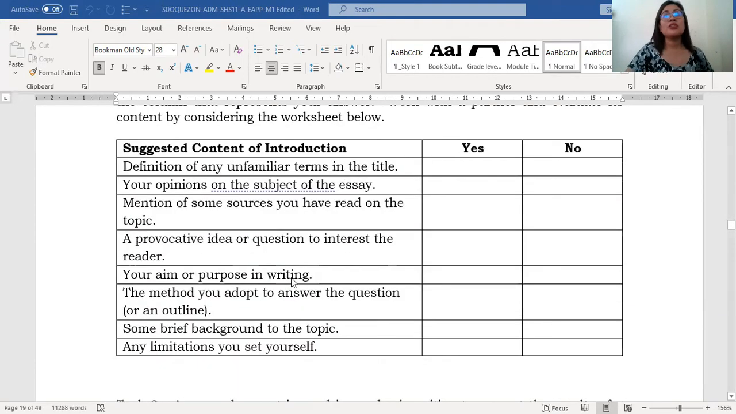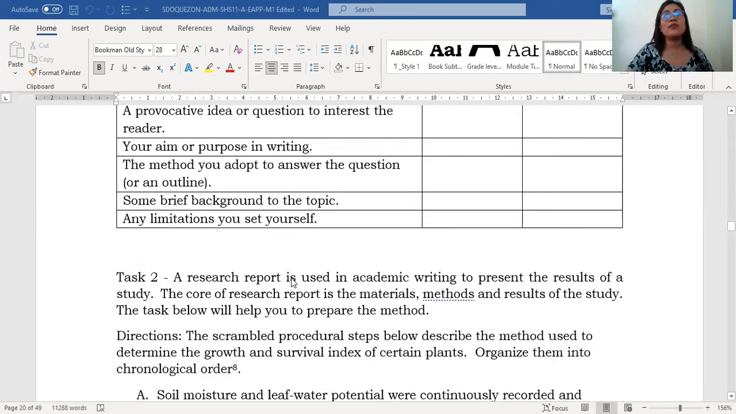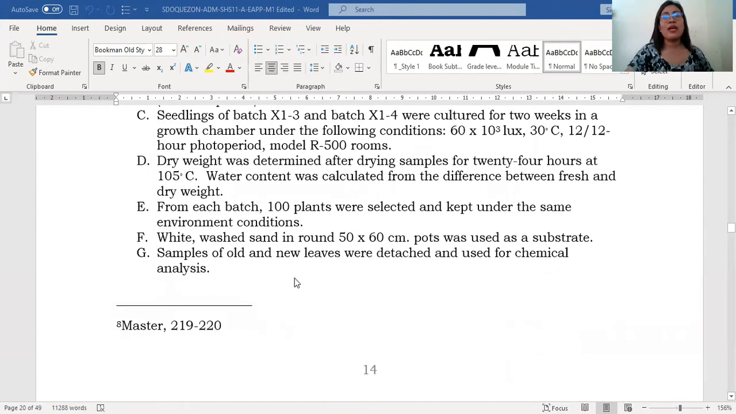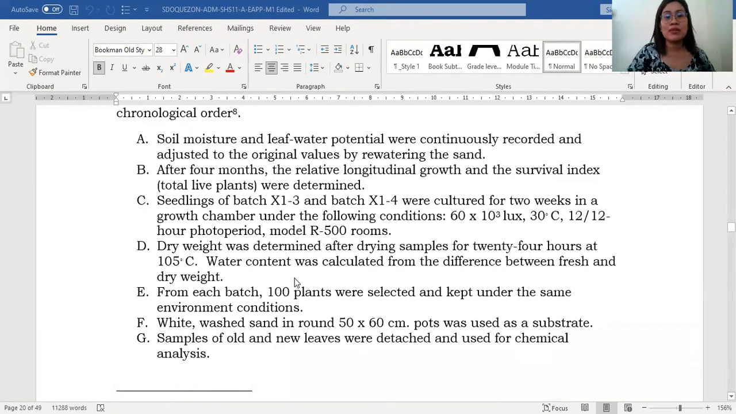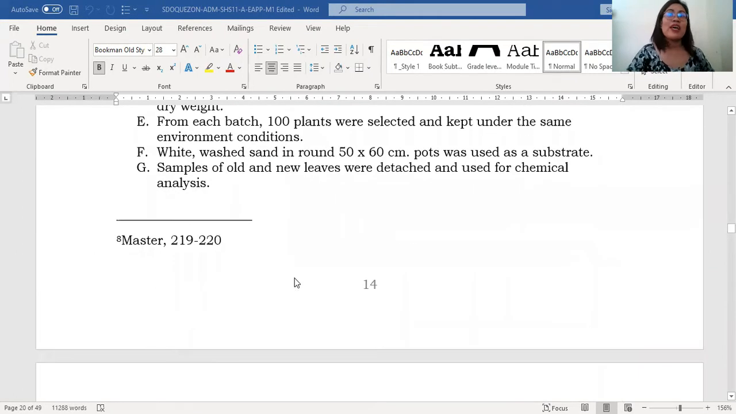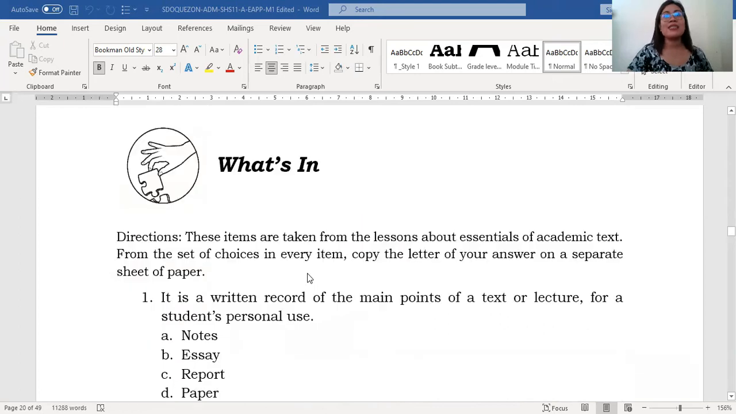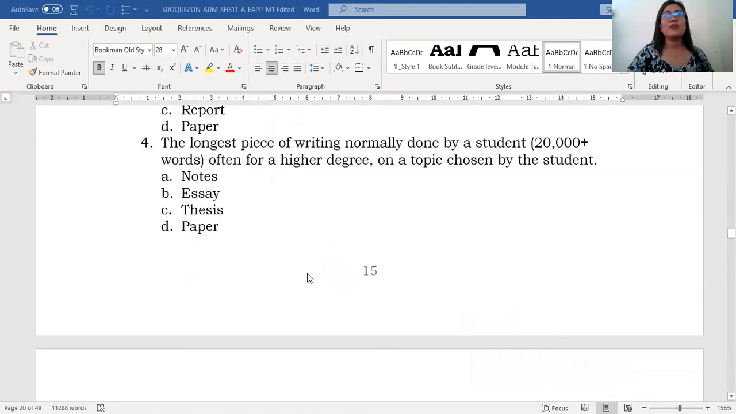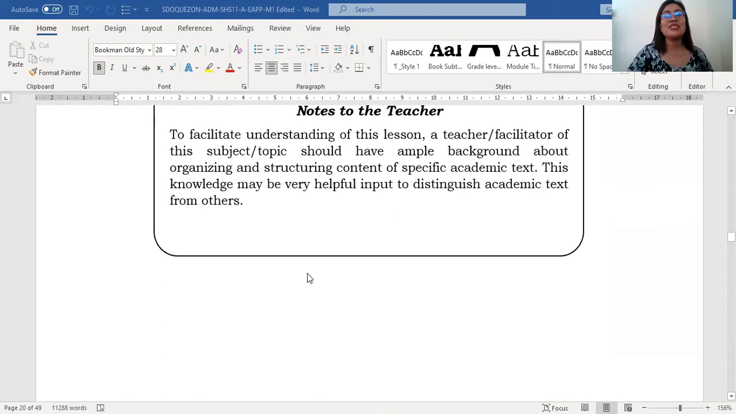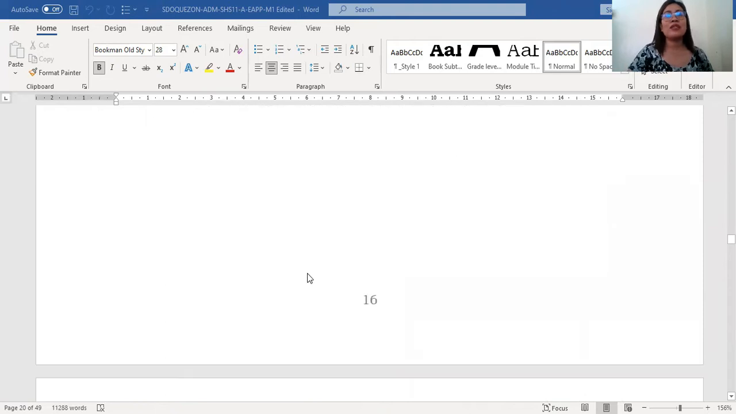Okay, for additional activities for lesson 1, I don't think I have included that in your answer sheet, so I'll just skip that, but you can still read that part and try to answer it on your own. For lesson 2, you have structure and content of specific academic texts. So for what's in, you'll have to answer 1 to 5 questions, and you'll be given allotted space in your answer sheet for that.